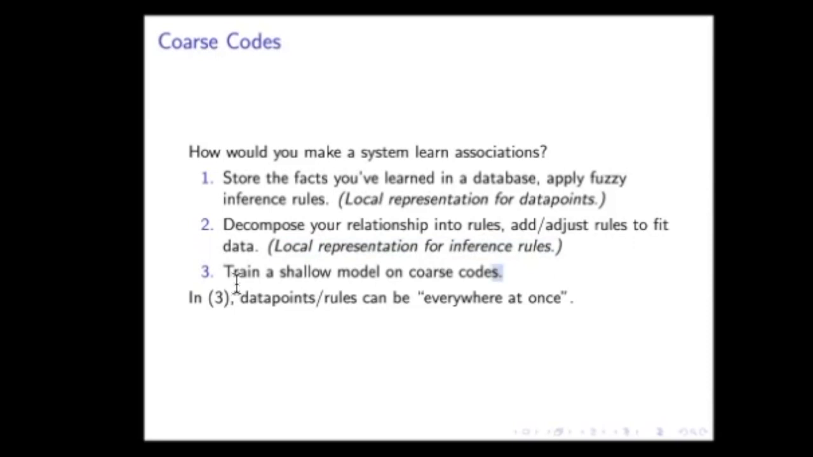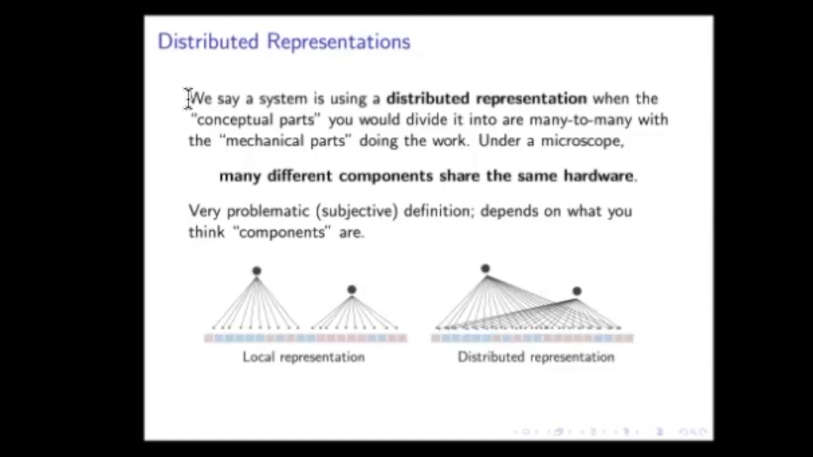And this third possibility, training a shallow model, like a linear model or a Boltzmann machine or whatever, on coarse codes, is qualitatively different from those two other strategies. Because I can maybe interpret it in terms of remembering data points or in terms of learning a function with certain properties. But when I zoom into it, when I actually look at it and I ask, where are the data points? Where is the description of my function? It's kind of mixed up everywhere at once. And so that's the essence of what I mean when I say a distributed representation.